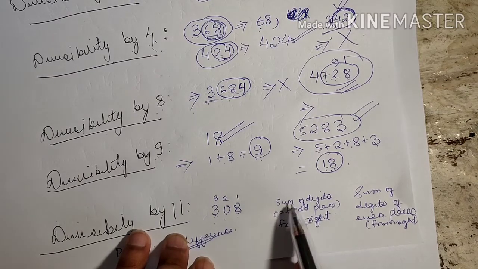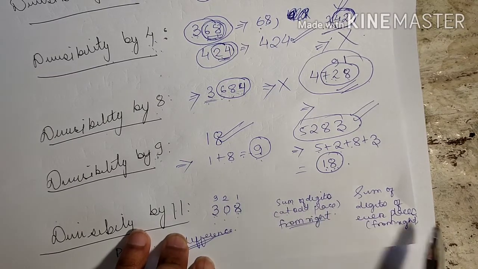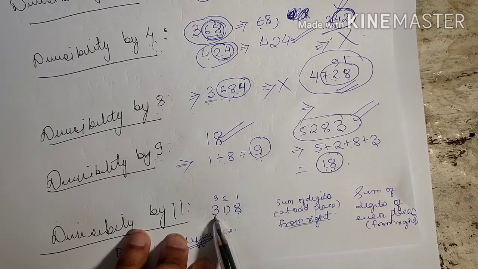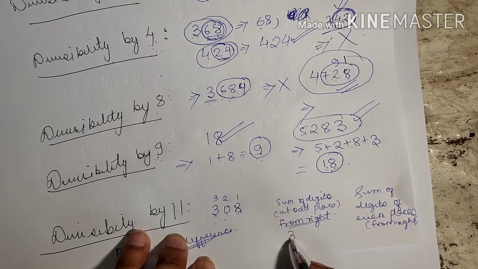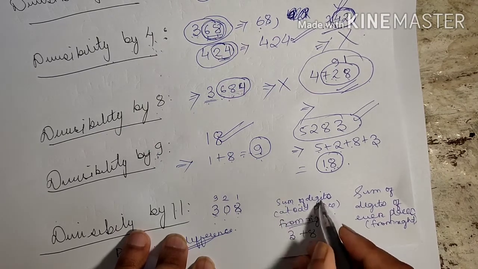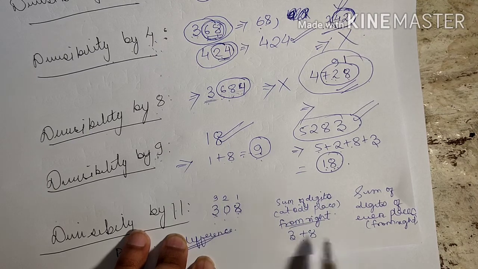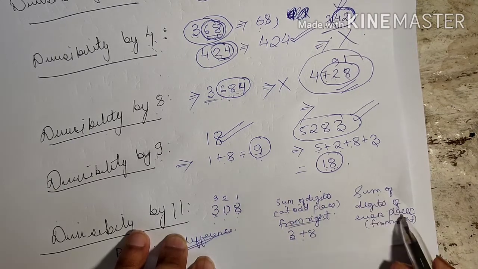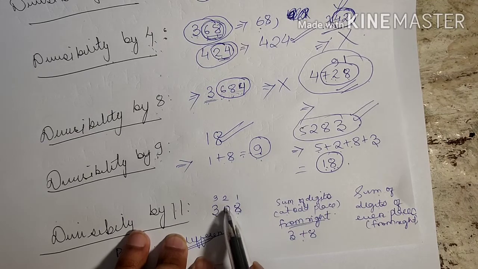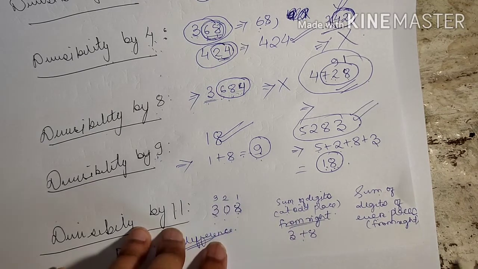So what I have told you, sum of digits at the odd place. What do you mean by odd? 1 and 3 are the odd places, isn't it? That means the digits 3 and 8. We are saying sum of the digits, so 1 and 3 are at the odd places, and we have to add them. What about this one? Sum of digits at the even places. So this 2 is an even place, isn't it? So this 0 is the only digit at an even place here, and it is 0. So we will just write 0.